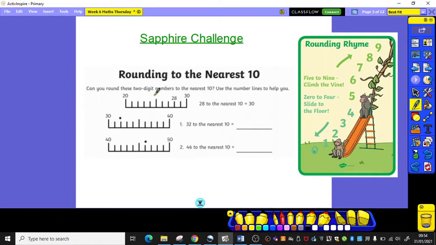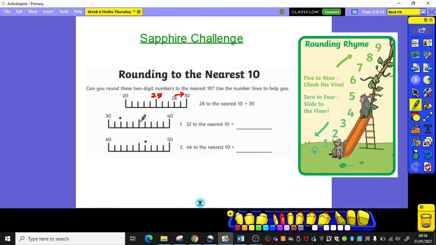It's very important we know the number that comes halfway between 20 and 30, which is 25. 28 is larger than 25, therefore we round up. So 28 to the nearest 10 is 30.